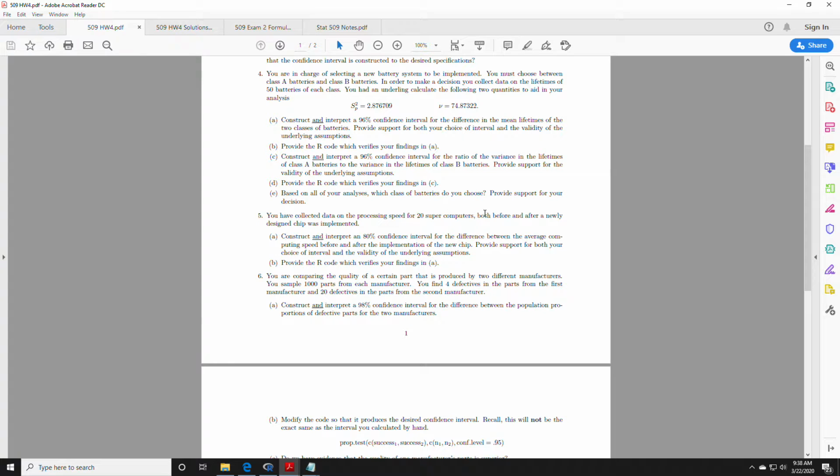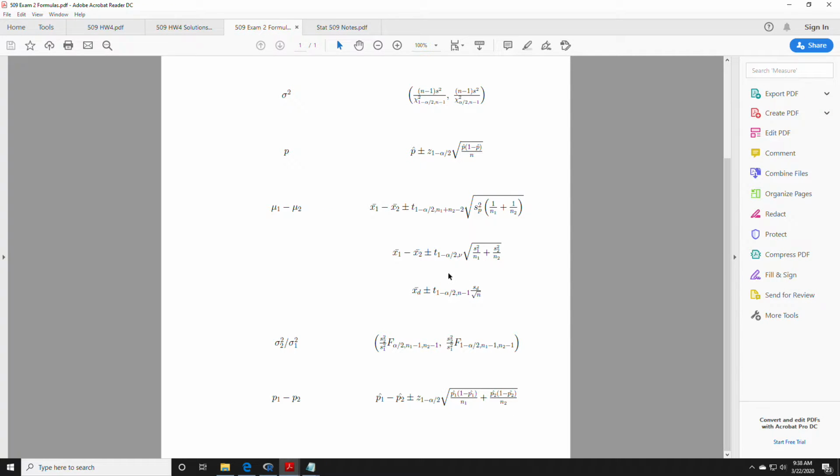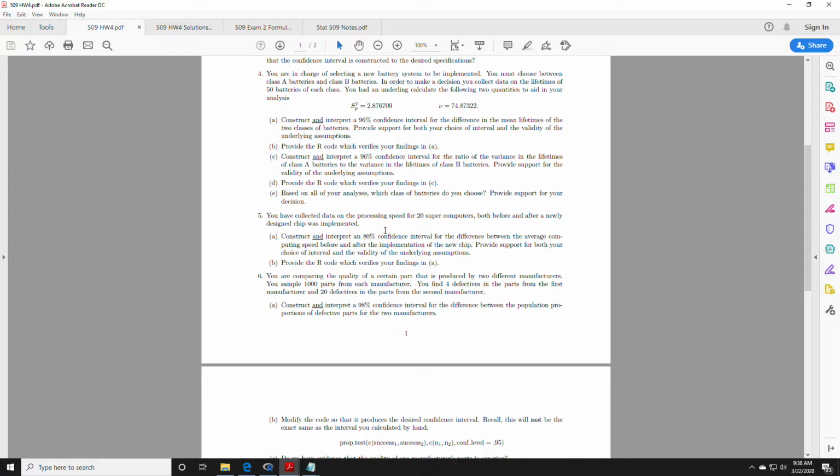And we have 20 computers, and we're measuring the processing speed before and after a chip is implemented. So that means for each computer, the first set of data is the speed before, and the second set is the speed after. Each is observed on each of the 20 computers. So every observation for group 1 has a corresponding observation for group 2, before and after. That means that the samples are dependent. Okay, matched pairs design, which means we need to use this method.